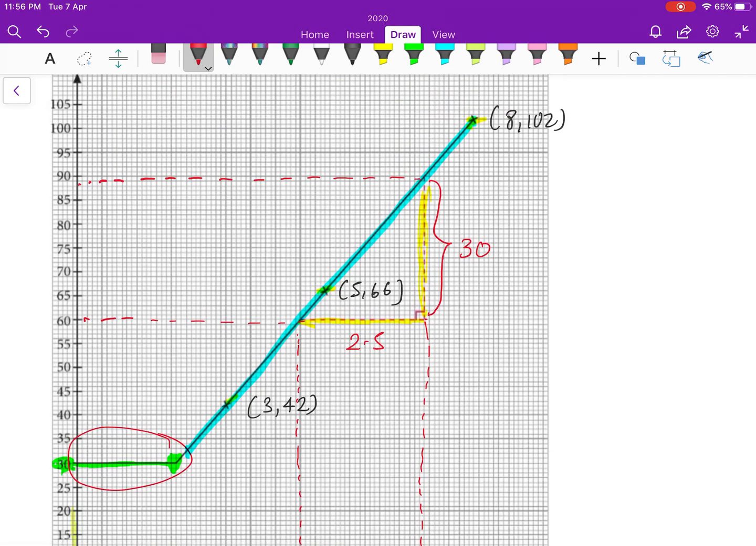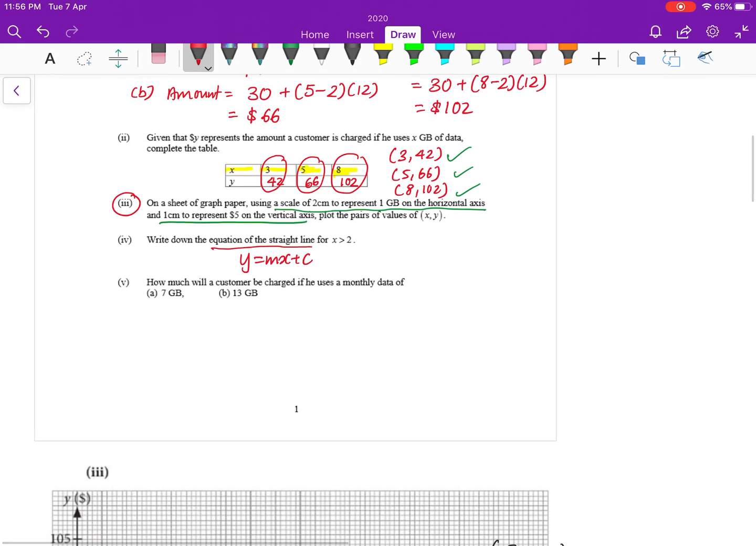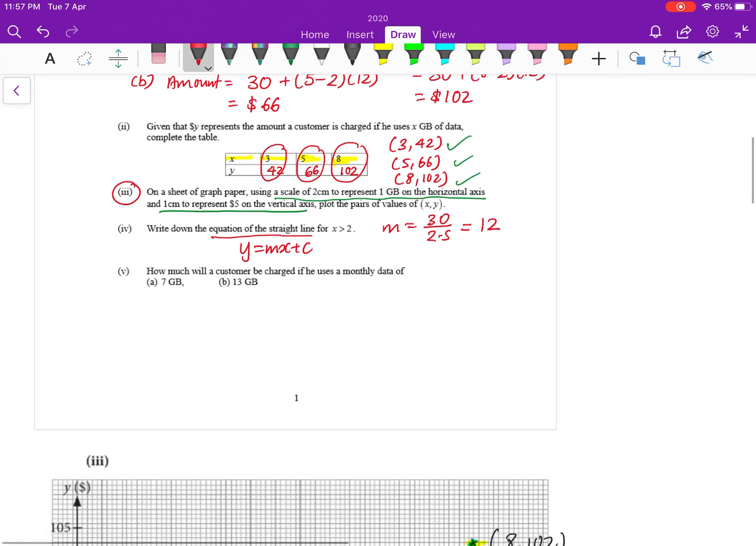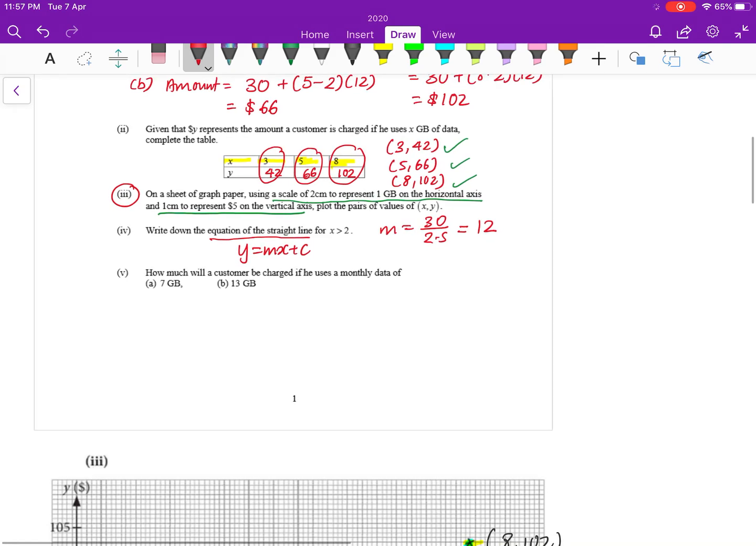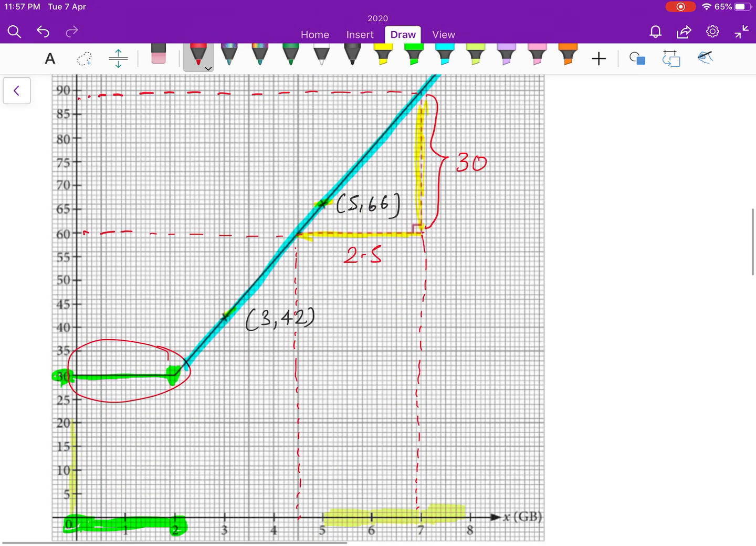So that's rise over run. The rise is 30 units. The run is 2.5. So I write down here: m is rise over run, which is 30 over 2.5. Press your calculator, you get 12. Now I have my m ready. I need to find out what's my c. What's the way to find c?